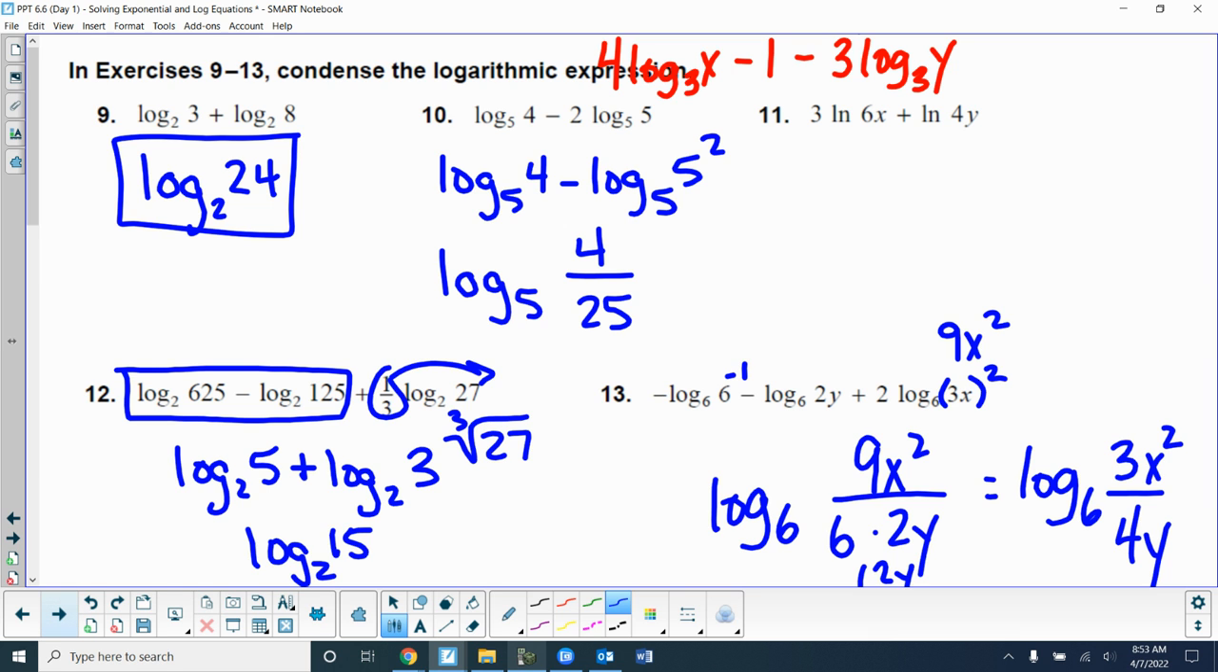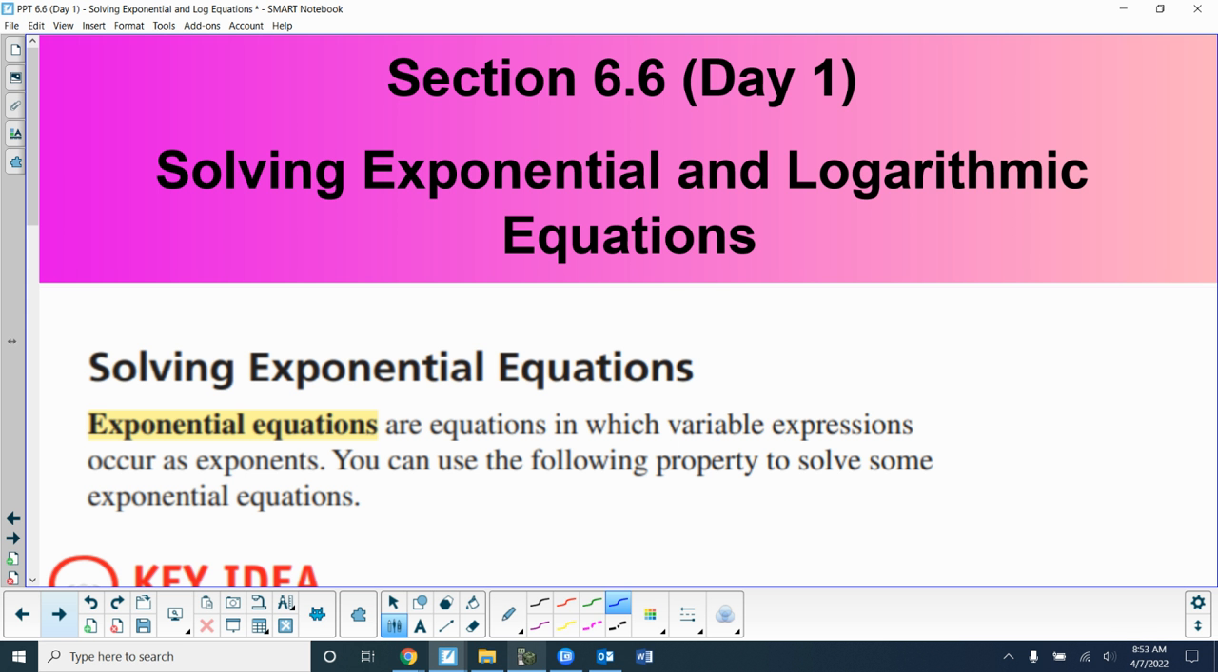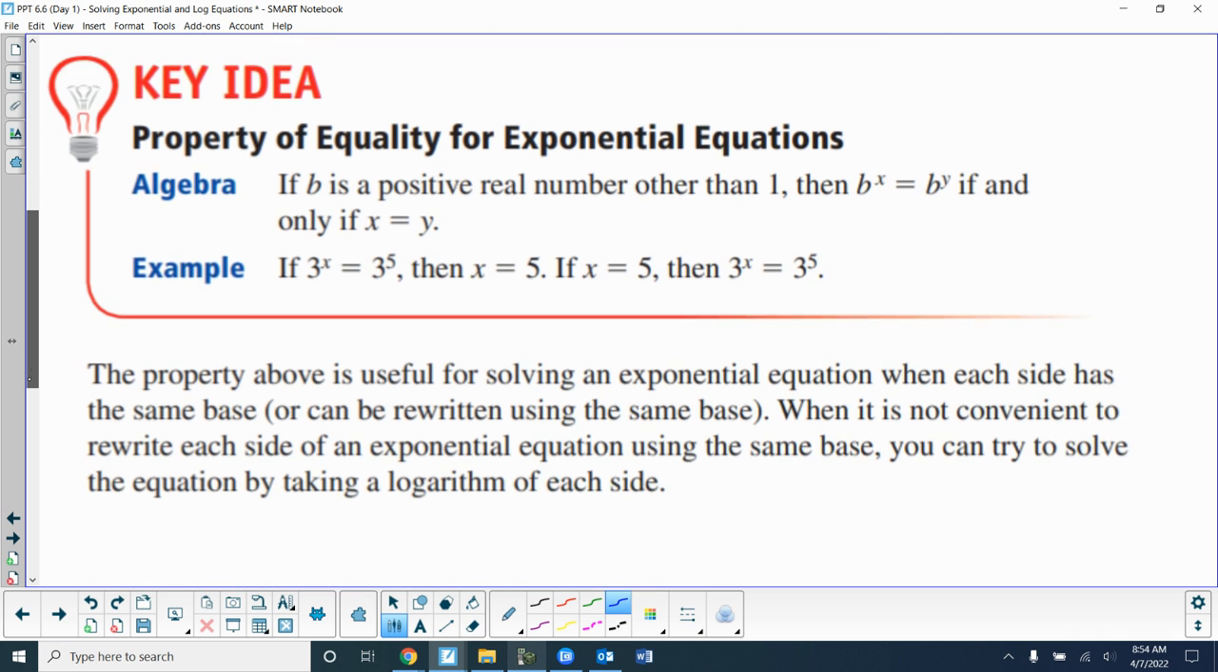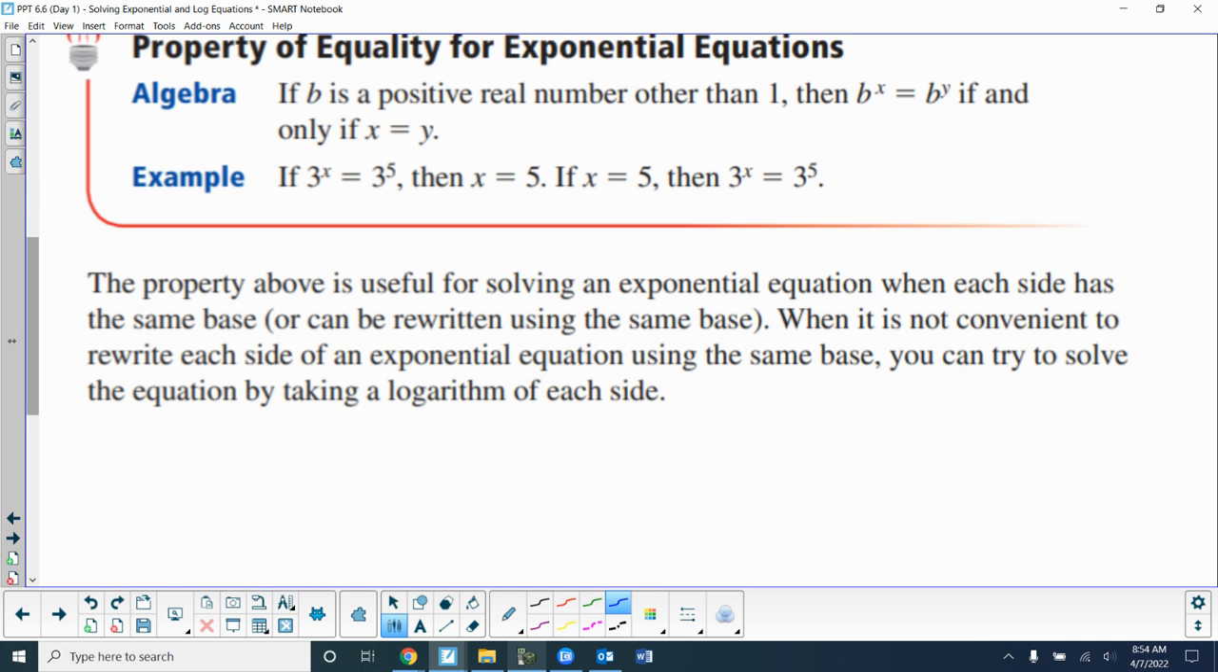You always do, kid. All right, today we're going to solve exponential and logarithmic equations. Exponential equations are equations in which variable expressions occur as exponents. You can use the following property to solve some exponential equations. This is like what we did when we did these by hand, when we were doing it without a calculator last week.